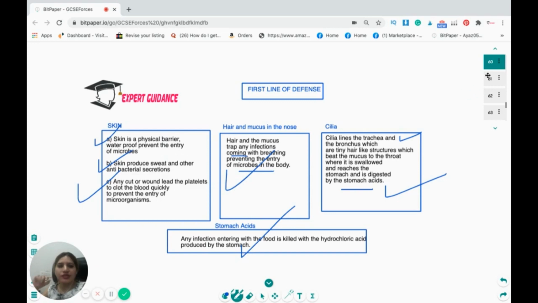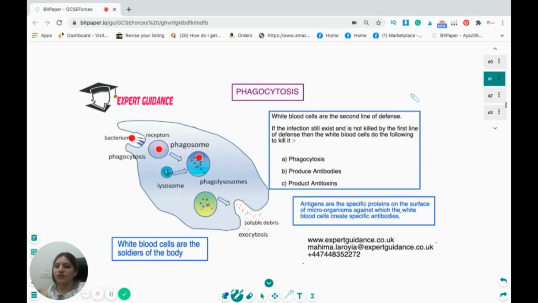Now, after the first line of defense, we have the second line of defense, which is phagocytosis. Now, what are phagocytes? We have the white blood cells, which are the soldiers of the body. They protect us against infections. Now, if the infection still exists and is not killed by the first line of defense, then the white blood cells do the following to kill it. First, phagocytosis, then they produce antibodies and antitoxins.